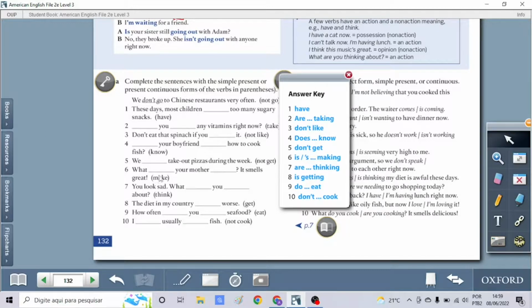6. What is your mother making? It smells great. 7. You look sad. What are you thinking about? 8. The diet in my country is getting worse. 9. How often do you eat seafood? 10. I don't usually cook fish.